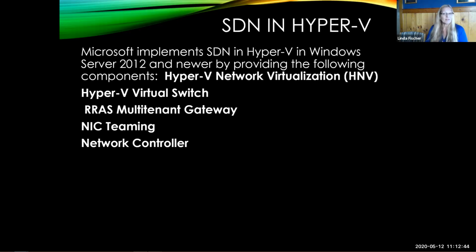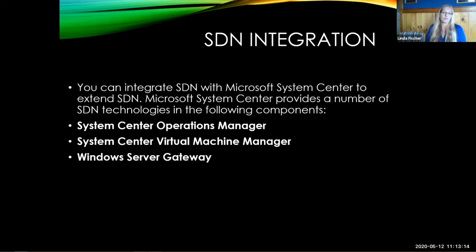We've got NIC teaming, so you can configure multiple network adapters as a team for bandwidth distribution and for failover, and our network controller. And that was a new feature in Server 2016, and it provides centralized management for both the physical and the virtual networks. So if we were looking at Cisco, our network controller would be Cisco DNA, right? So there's a lot of similarities here, and it's good for you to understand that they're all pretty much doing the same thing in different ways.